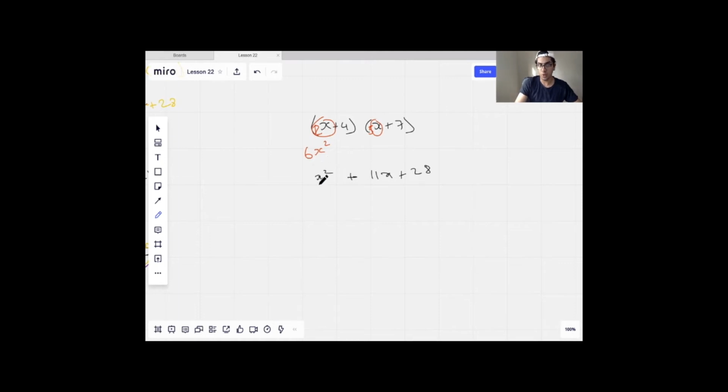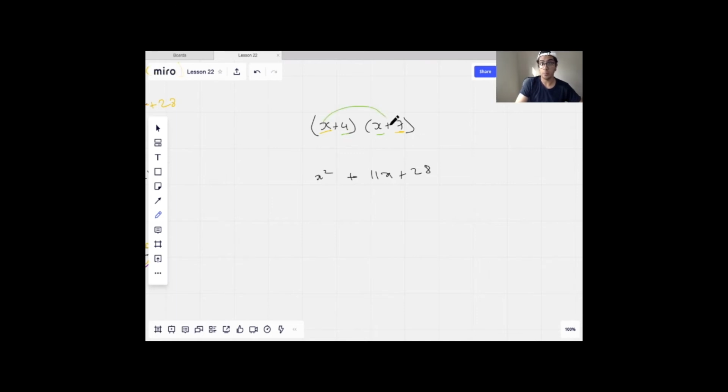So, since we know the coefficient is 1 in both cases, we'll get a coefficient of 1 here. And now, where does this 11x term come from? Well, this 11x term comes from when we multiply this x term by this 7, and this x term by this 4.